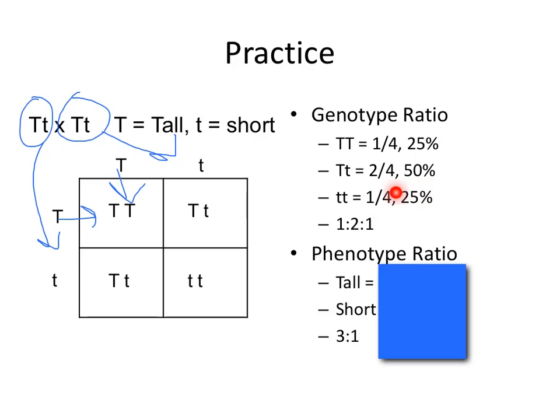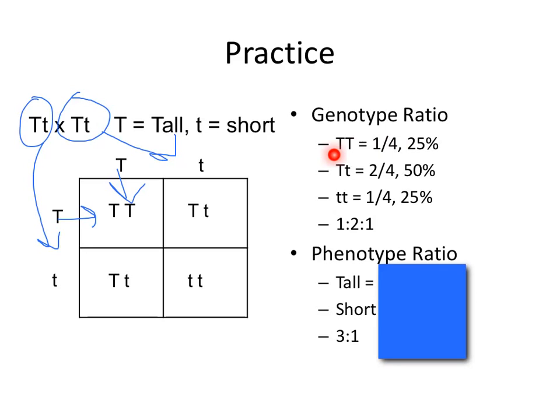So we have a genotype ratio of 1 to 2 to 1. And what this tells us is if these two were to get together to mate, they would have, for example, a 50% chance of producing offspring that are heterozygous for this particular gene.